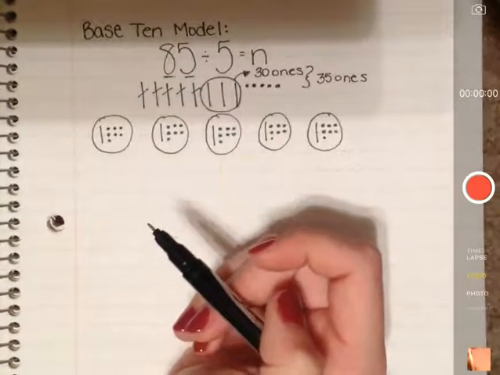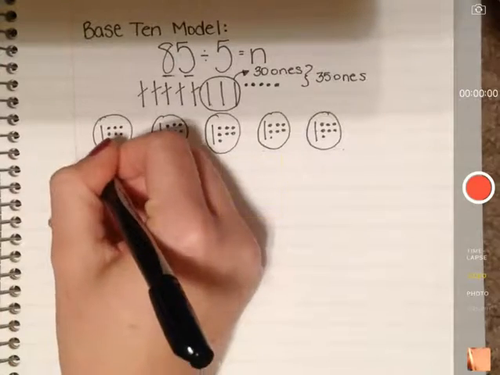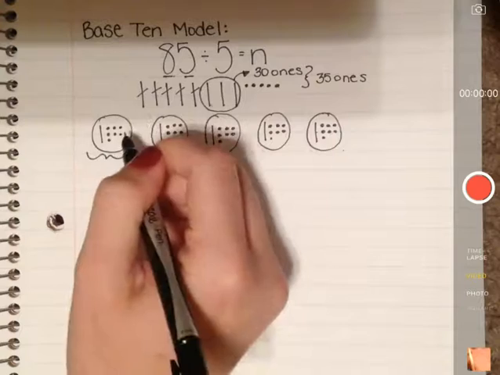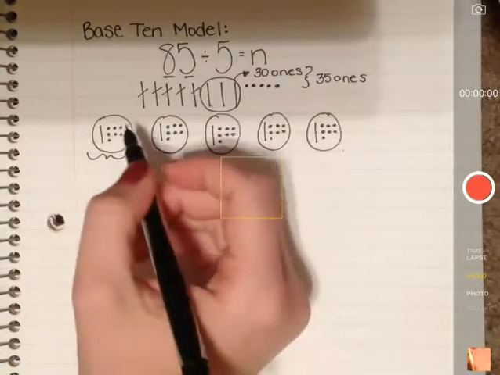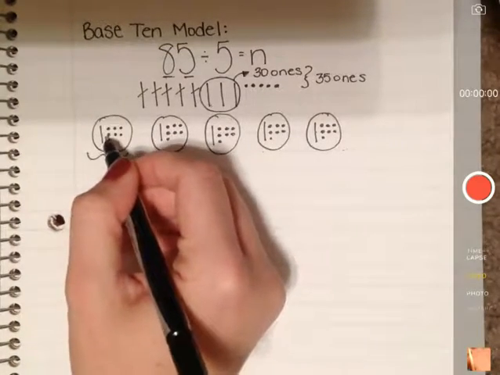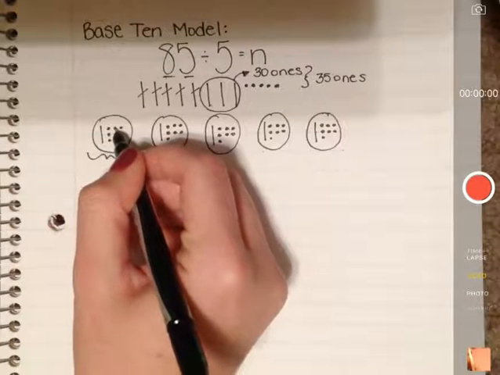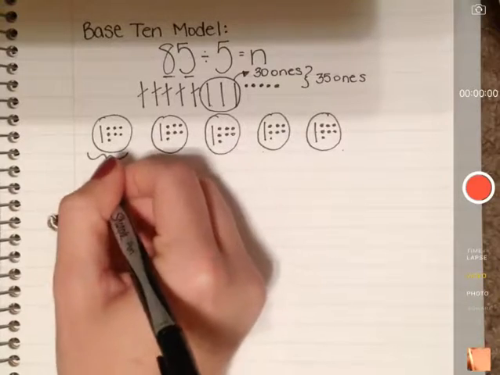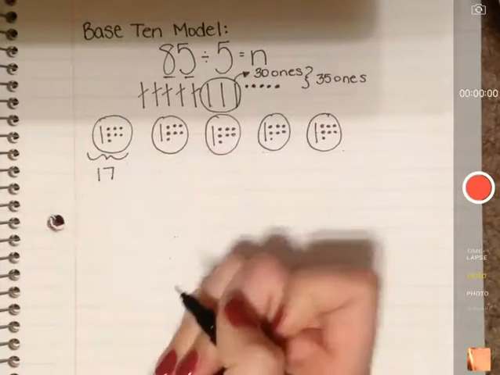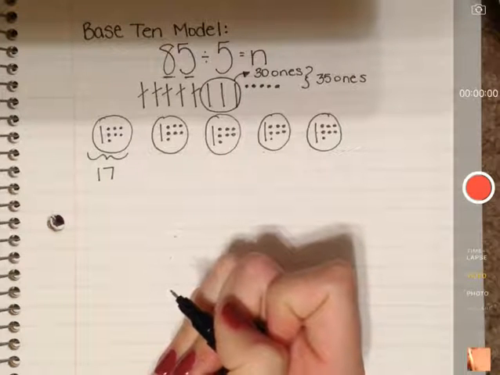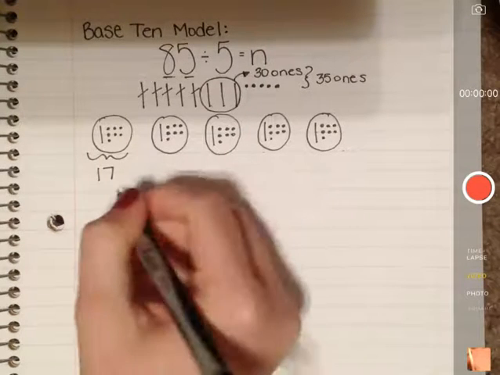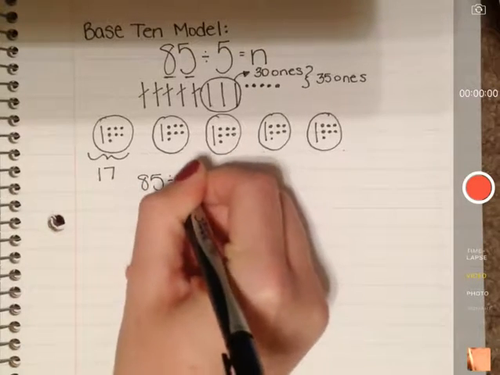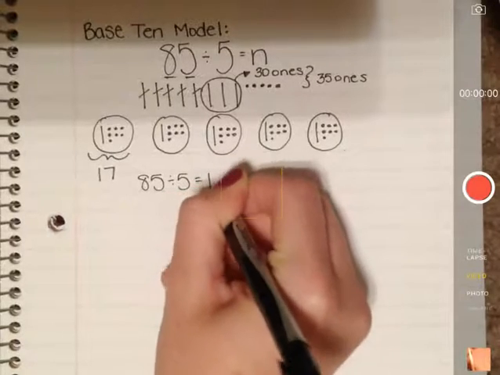To figure out my quotient, I'm just going to look at one of my groups because you have the same amount in each of your groups. So if I look at one of my groups, I see that I have 10, 11, 12, 13, 14, 15, 16, 17. I have 17 pieces in each group, which means that my quotient is 17. 85 divided by 5 equals 17.